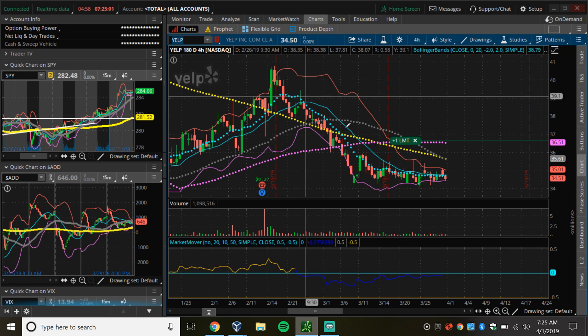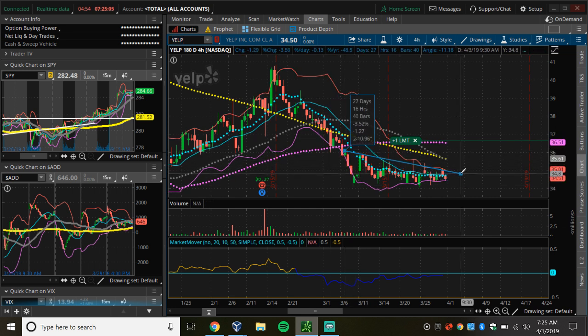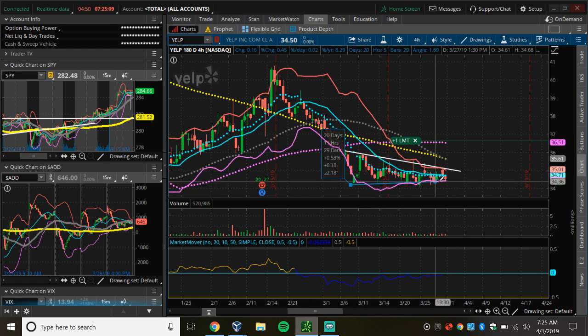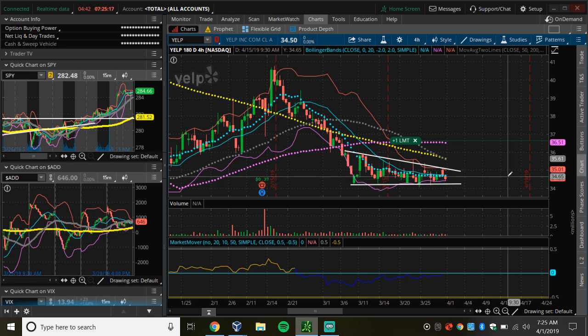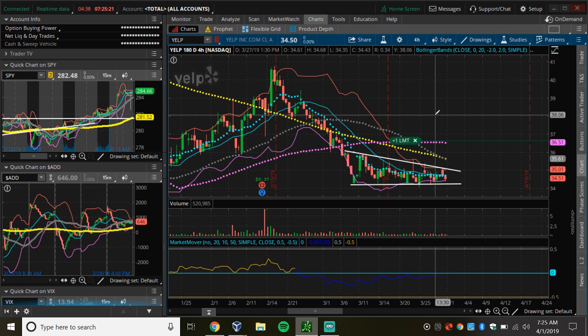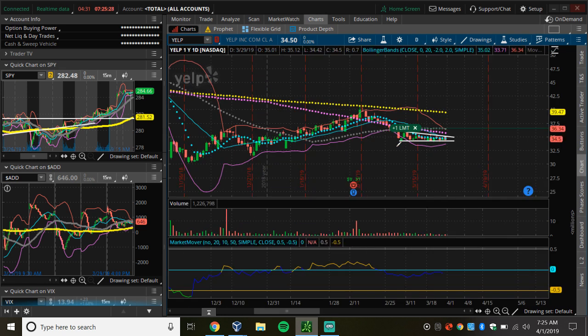So our Yelp is, oh yeah, this is a very beautiful pattern too. So this one is going to be a clear break very quickly. So we're going to see this one break down probably today, honestly. So Yelp has the same pattern as Wayfair, but it's a better setup in my opinion. So what I'm going to do is I'm going to watch those two pretty closely at the open.